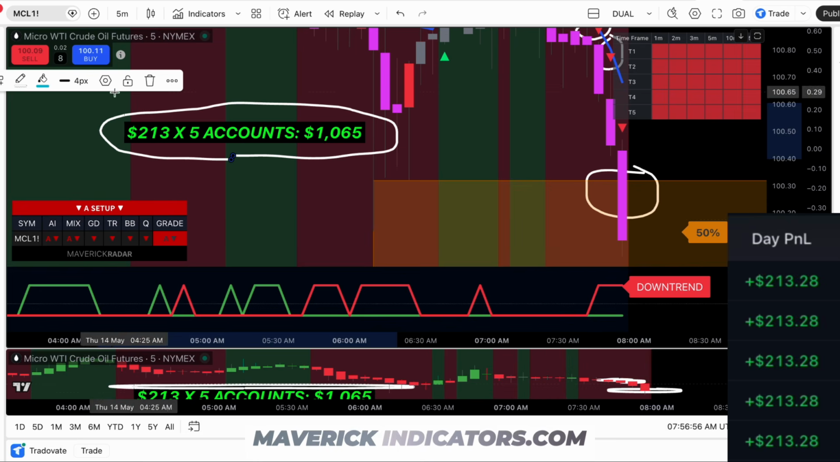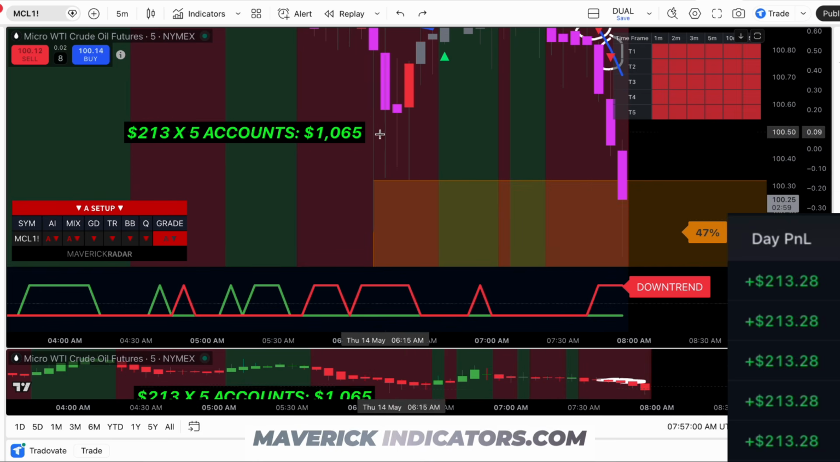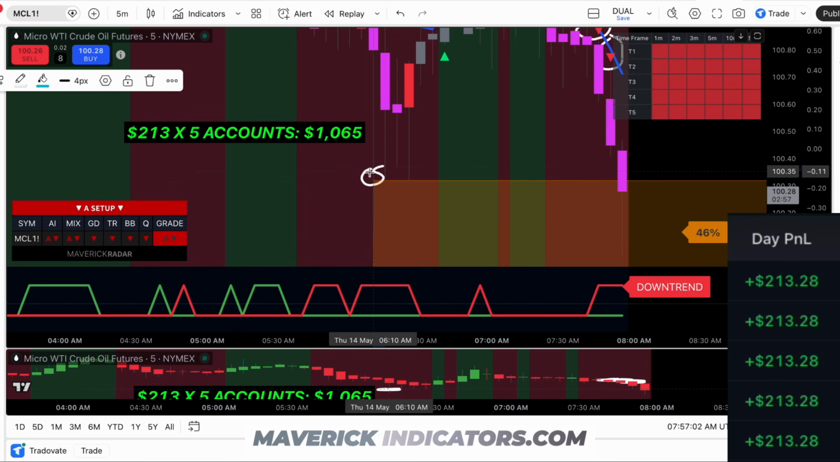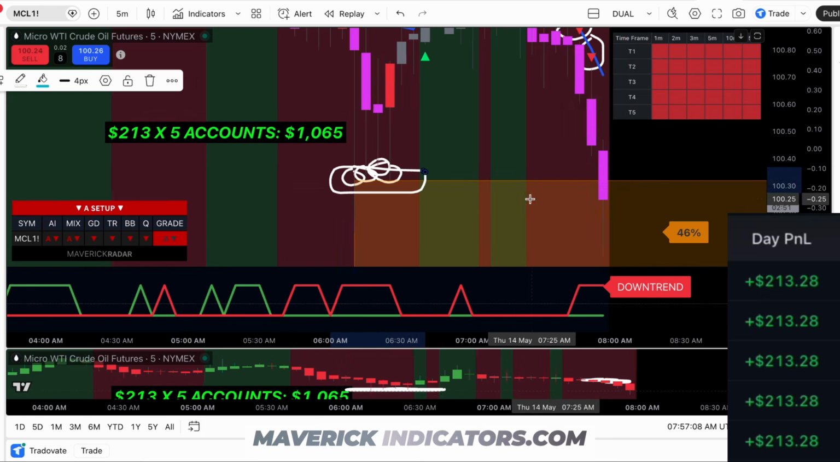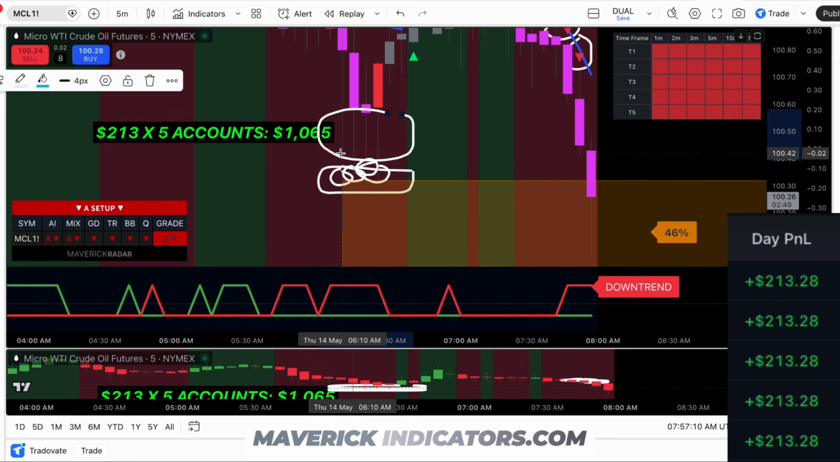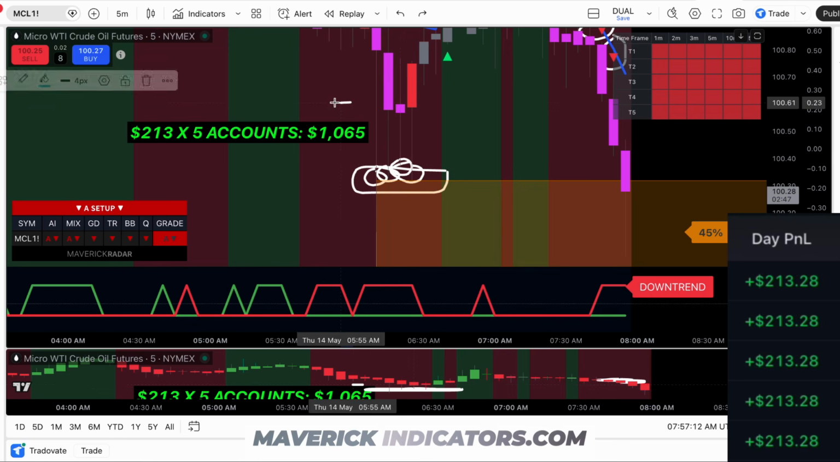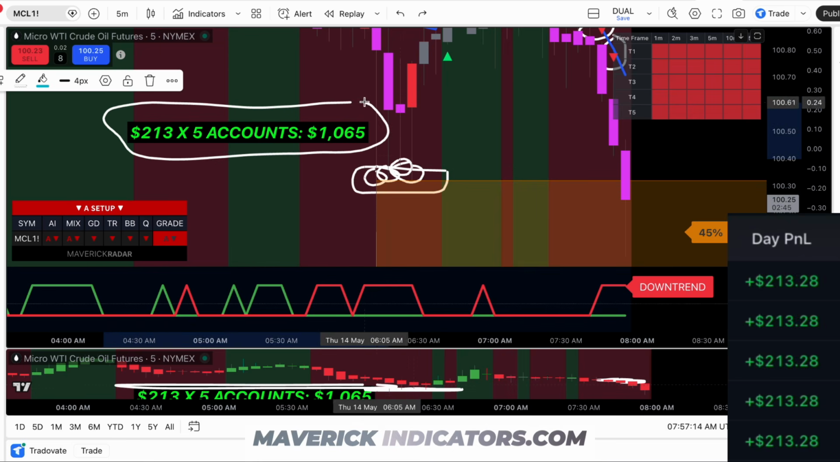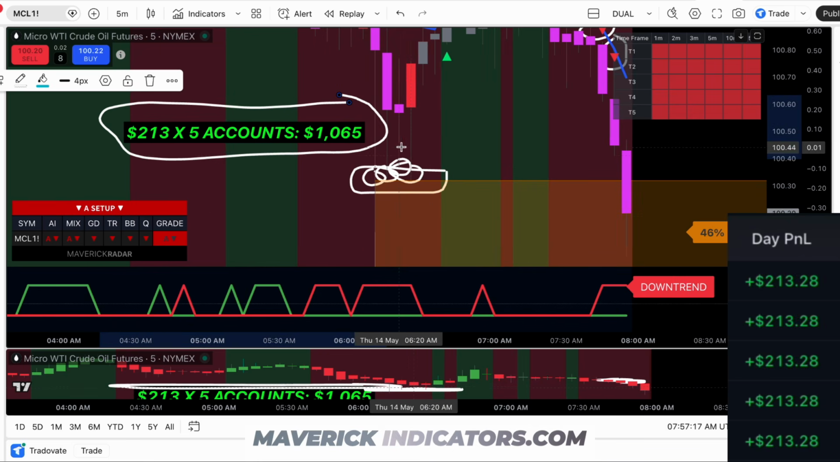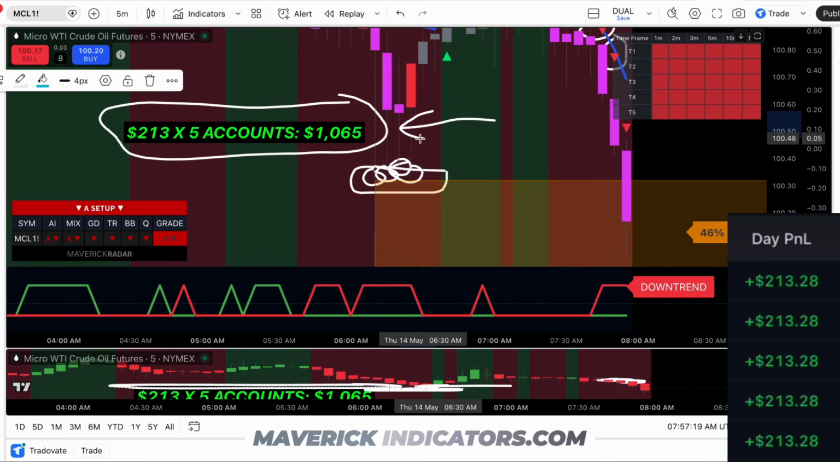I also had to be careful because look, 1, 2, 3, 4 times this thing is just tap this level and then retrace back up. Why would I give back $1,000 to try and hit a home run? This is a consistent method.